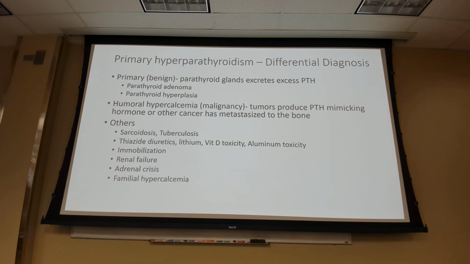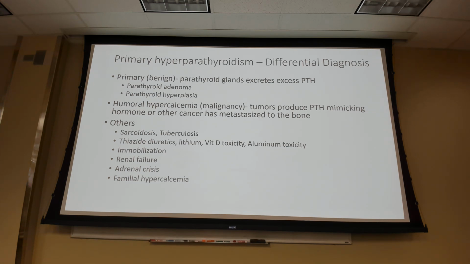So what's on our differential diagnosis? We have adenoma versus hyperplasia. We can have malignancy with these, so tumors that produce parathyroid hormone. If we remember back to some of our lecture, the thoracic cavity lecture as well, some of our malignancies can produce this. And then we can also see it with thiazide diuretics, sarcoidosis, TB, renal failure, and then some other familial conditions as well.